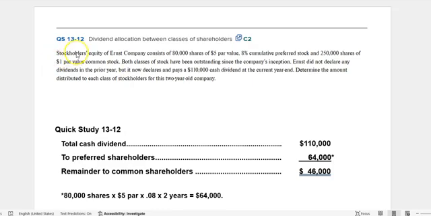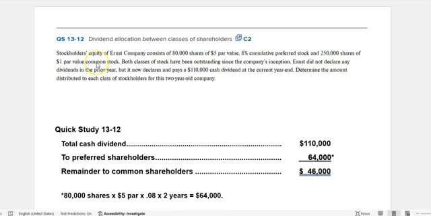So working at the stockholders equity section of Ernst Company, there are 80,000 shares of $5 par value, 8% cumulative preferred stock. They also have 250,000 shares of $1 par value common stock. Both classes of stock have been outstanding since the company's inception. Okay, so that tells me they haven't bought any of this stock back. They did not declare any dividends last year, but now they are declaring and paying a $110,000 cash dividend at the end of the current year. They're trying to decide how much of that $110,000 will go to the preferred shareholders and how much will go to the common shareholders. So we're going to determine that exact thing.